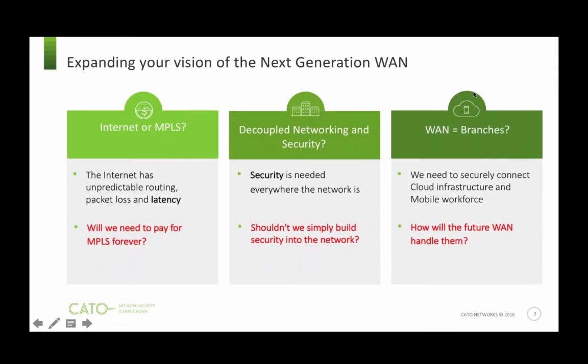And the last point is the one really about branches, right? So we're doing all this great redesign of our WAN. We better connect our branches through a combination of MPLS and internet links. But what we need to do too is to integrate our cloud infrastructure, so Amazon or Azure, as well as our mobile workforce. So how do we get our future WAN to address those scenarios too?